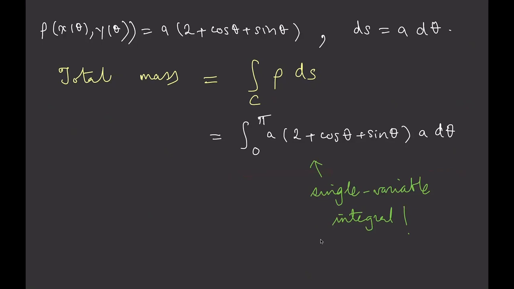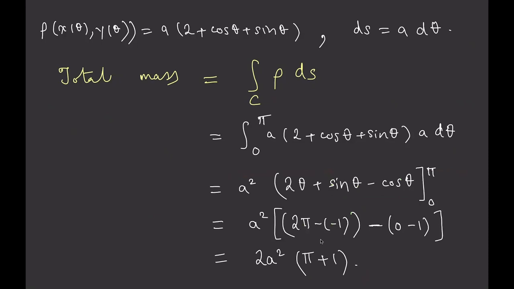You convert it to a single variable integral because you're integrating along the curve and using theta as a parameter which varies along the curve. So all you have to do is go ahead and do the integration. I'm not going to spend any time on it; this is a fairly straightforward integration. You do your calculation and you get this value here: 2a squared times (pi plus 1). No units were given to us in this case, so we just write down the answer without any units.